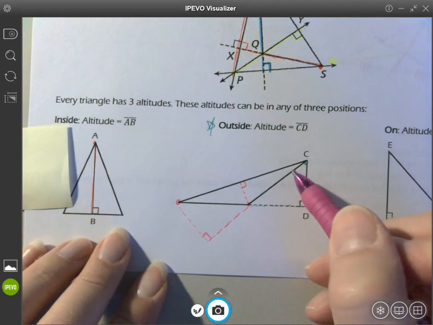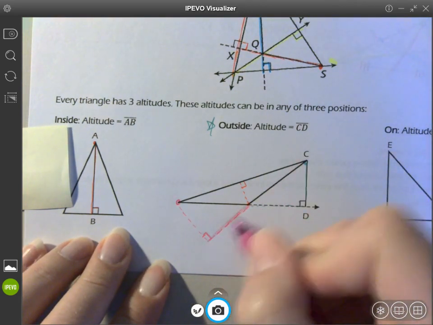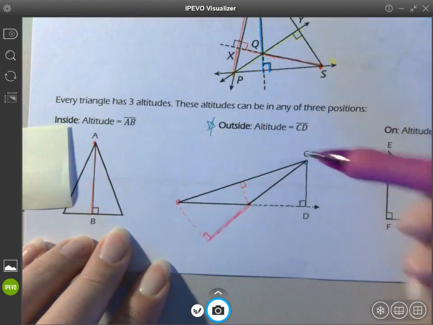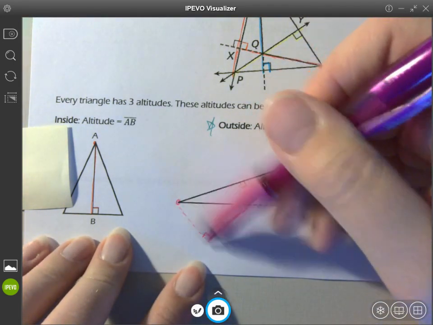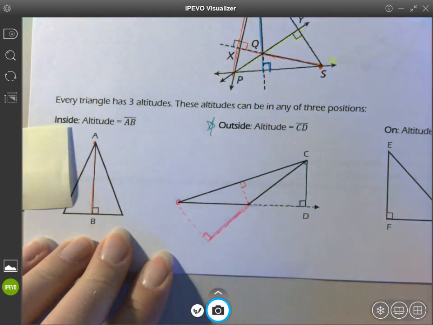So can you picture this side being extended here? Okay, and then I drop. So the height from this vertex to this side is right here. This is one of the hardest ones to see.